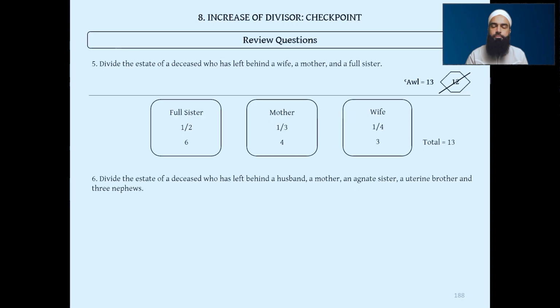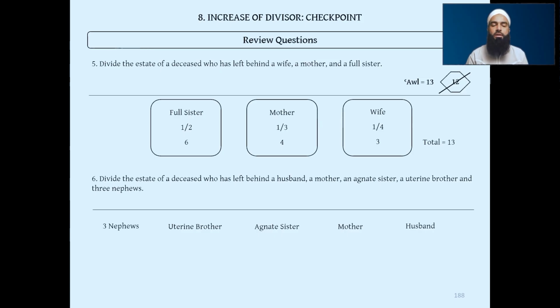Next question. Husband, mother, agnate sister, uterine brother, and 3 nephews. What happens in this case? Nephews meaning brothers' sons.